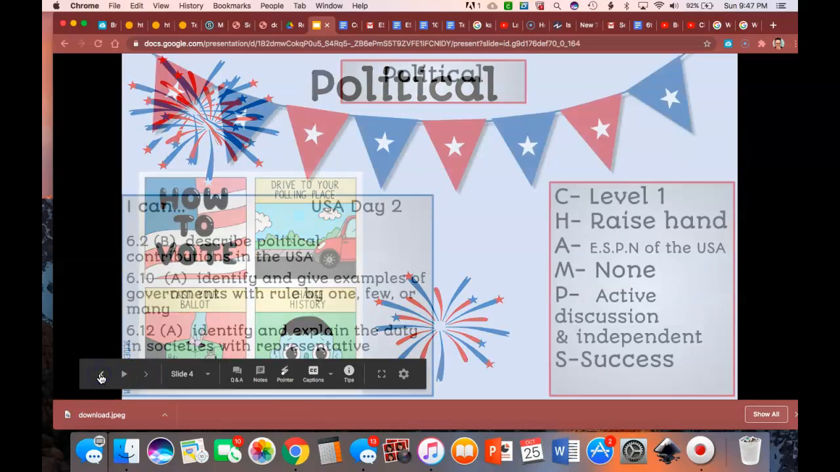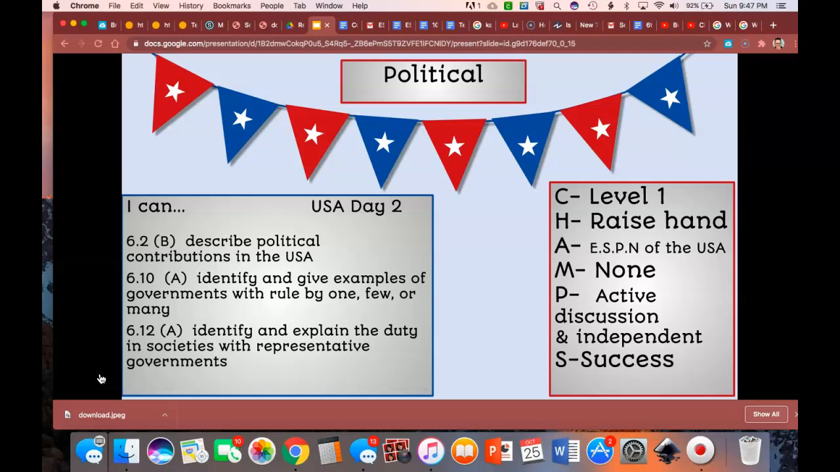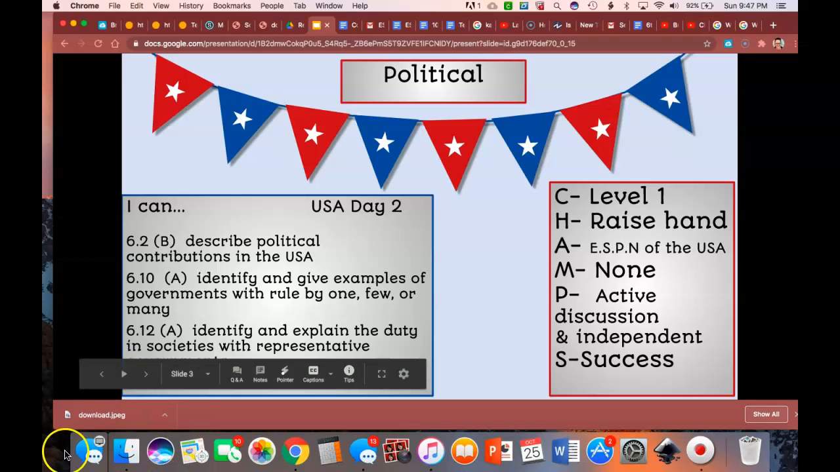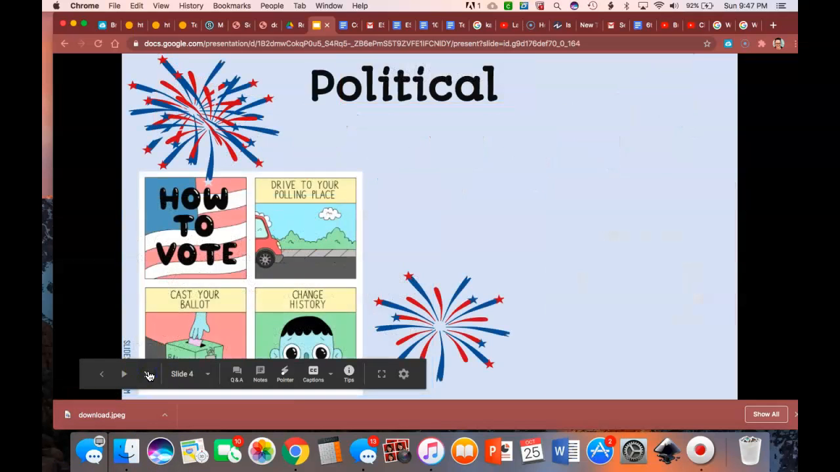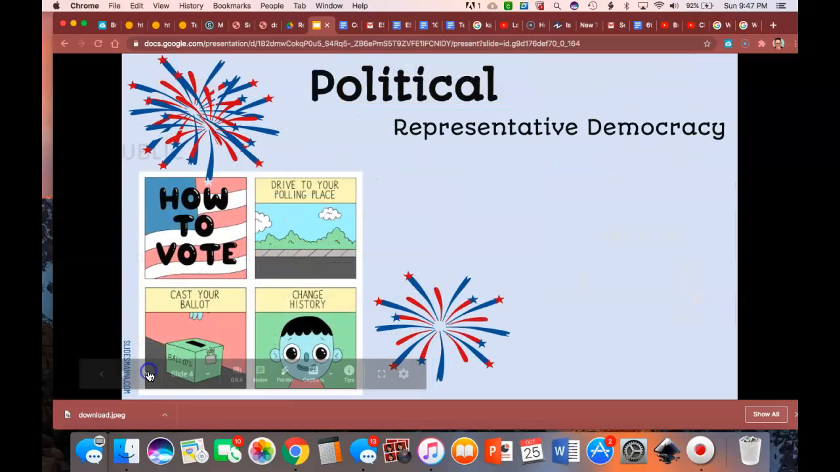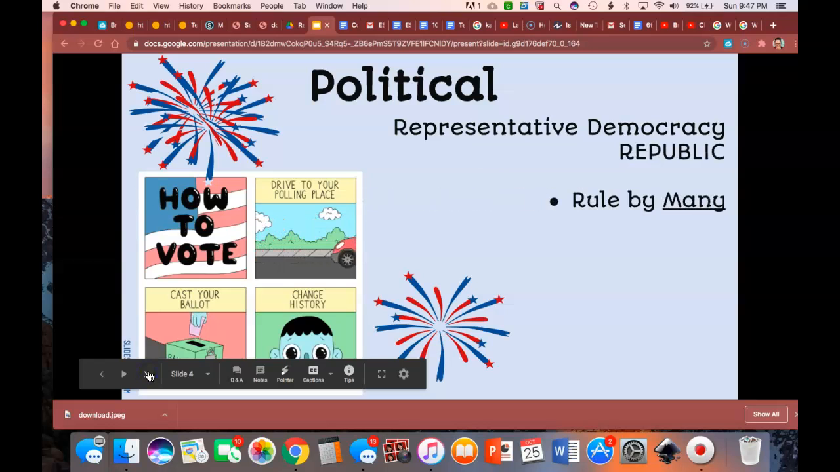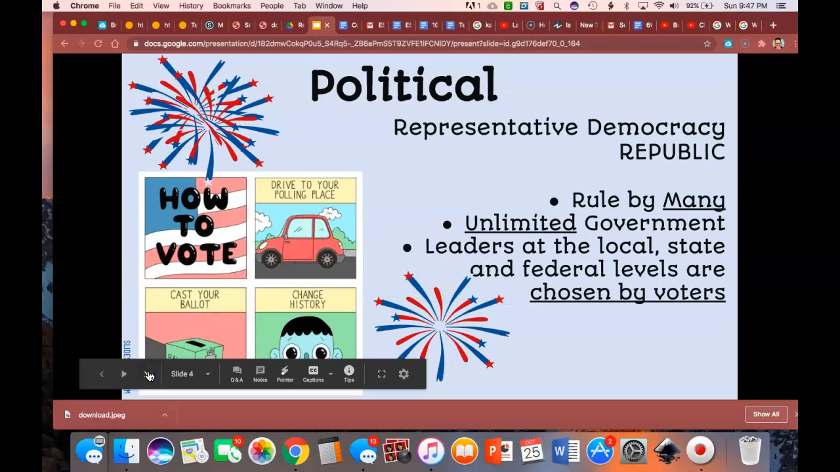So again, we're going to be talking about political. Remember, political is really just how political contributions were given to the U.S. and identify a few examples that our government was run by, and even identify the types of government we have. So we have a representative democracy, we have a republic, we are ruled by many, we have a limited government, we have leaders at the local, state, and federal levels chosen by voters.